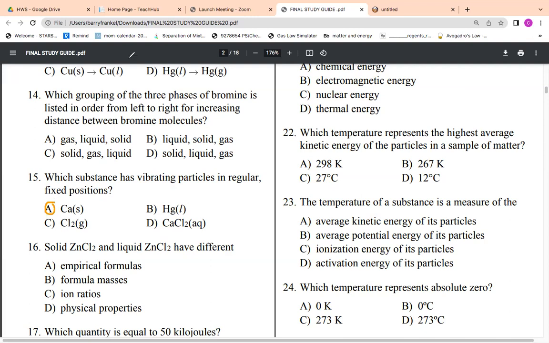This is the solid. Number 16, solid zinc chloride and liquid zinc chloride. So we got solid and liquid, but they're the same chemical. They're the same compound. We want to know what is different about them. The only thing that's going to be different about them is their physical properties because their physical states of matter are different.